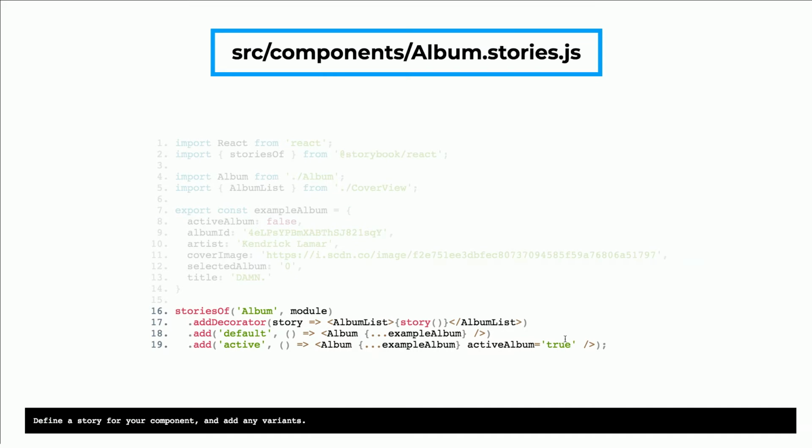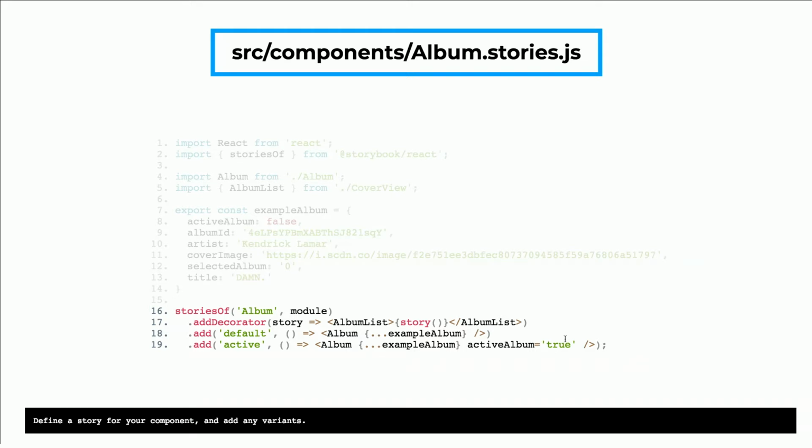And now we finally get to the part of defining our story. So we say stories of, and then the name of the component, which is album. And then the next line is that decorator thing that I mentioned. So the album itself is a list item, but it's usually rendered inside an ordered list. So by wrapping it in this album list, which is an ordered list, it gives it the number and just adds some additional spacing and formatting that makes it a little bit nicer and reflects reality a little bit more to see it. So the decorator in this case just lets you wrap your component in some additional JSX. We'll look at some other examples of decorators in a bit.